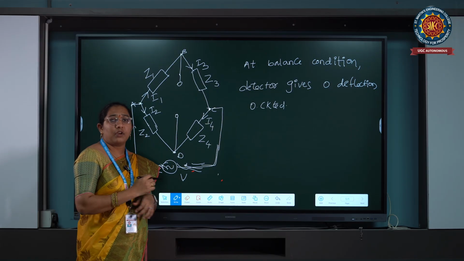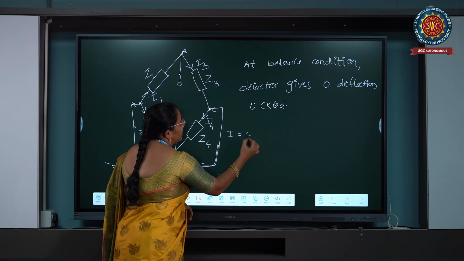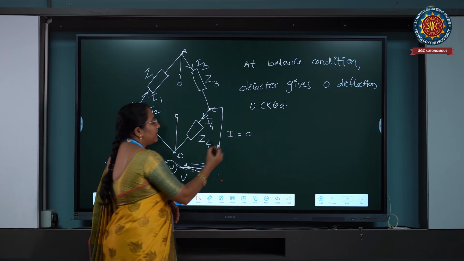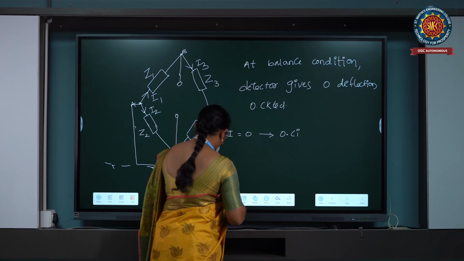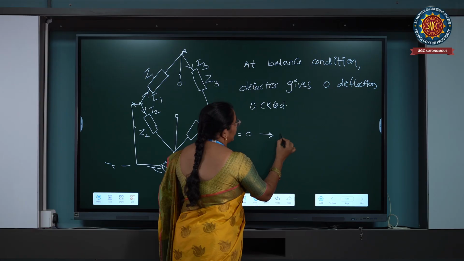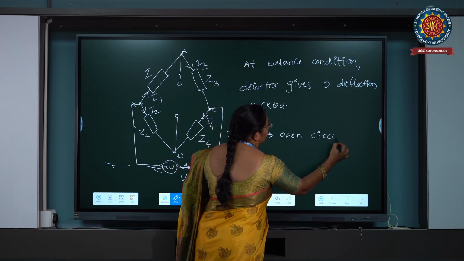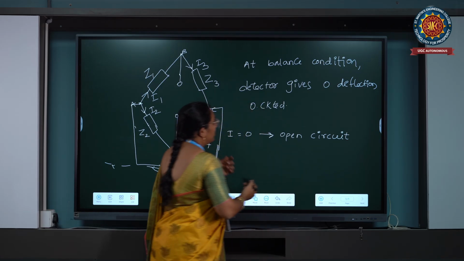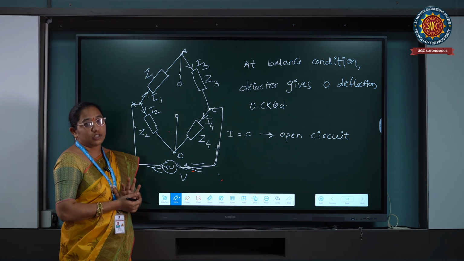In open circuit, what is the current? Current will be 0. Current will be 0 in open circuit. So at this condition, what is the current flowing through the branches?